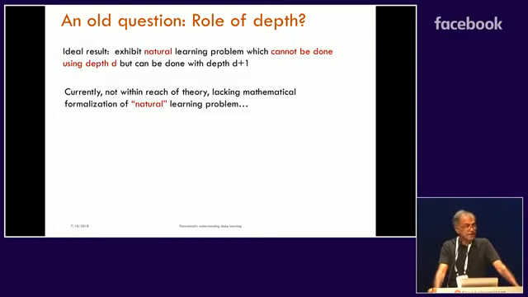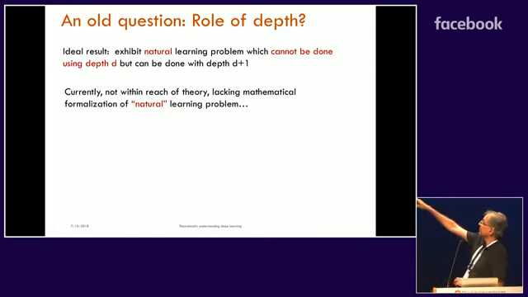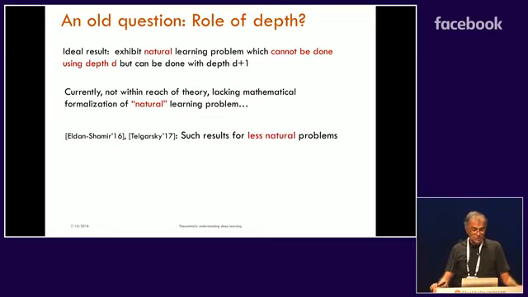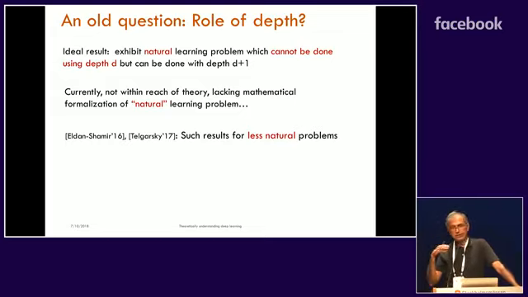And what makes it even more difficult is that I insist that you should talk about natural learning problems. And as I indicated earlier, there's no mathematical formulation of a natural learning problem, like dog versus cat pictures. What's a mathematical formalization? So that's not within the reach of theory, but Eldan and Shamir and Telgarsky have recently proved such results for less natural problems. So it's more like some approximation theory or mathematical approximation kind of setting.